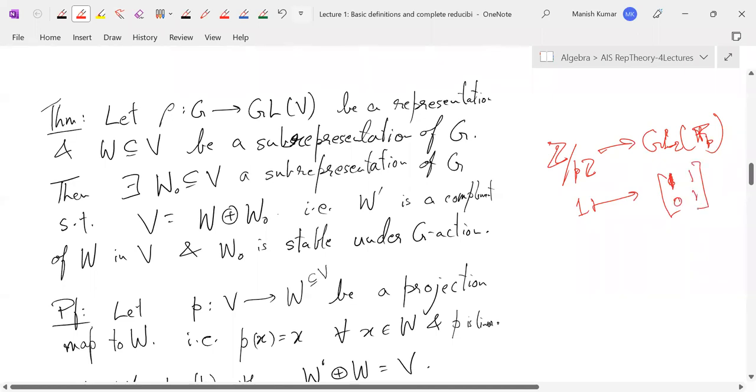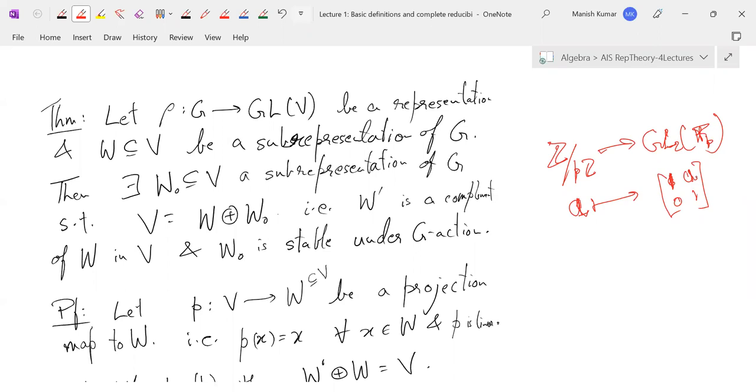1, 1, 1, 0. So you can see that this is a group homomorphism. You send 2 to, or maybe I can write A to A here. Okay, so this is a group homomorphism. You can just check.